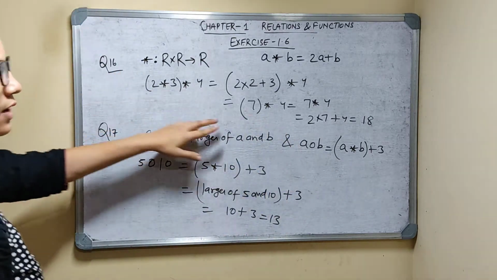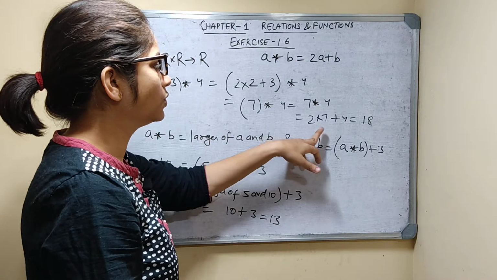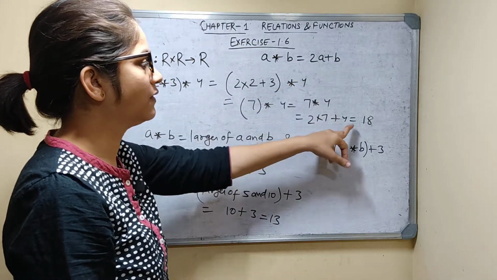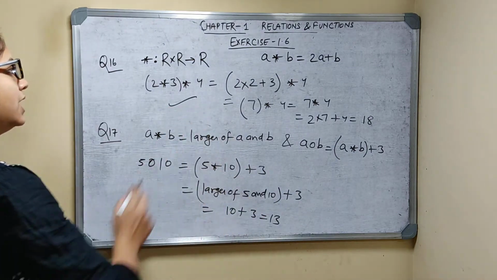Now 7 * 4 I have to do. So a * b is 2a + b, so 7 * 4 will be what? 2 into 7 plus 4. So 2 7s are 14, 14 plus 4, 18. So answer is what? 18.